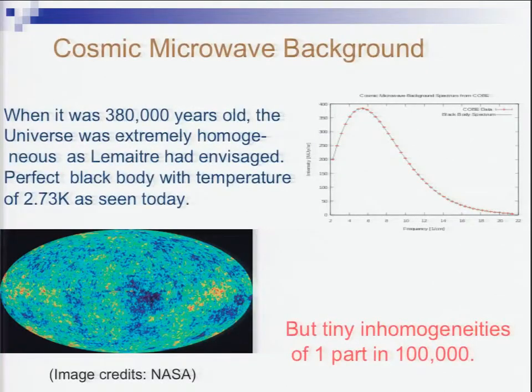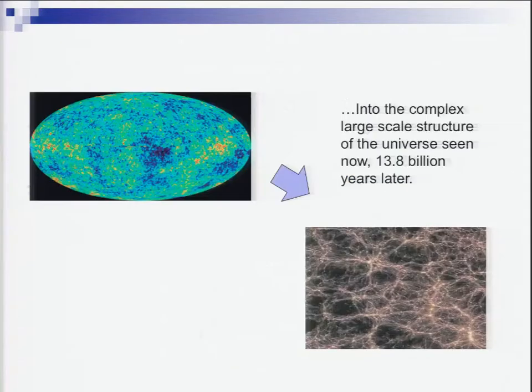So basically, 380,000 years after the beginning, the universe was extremely homogeneous, as Lemaitre had envisaged, and in today's terms, the temperature is about 2.73 degrees Kelvin. So here is a black body curve, which you see in textbooks, and these are the observations. You can see that the errors are so small that you see this black body curve very, very well. But nonetheless, there are some tiny inhomogeneities, which are 1 part in 100,000.